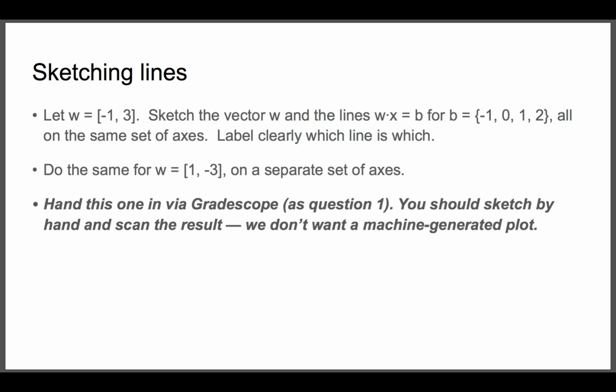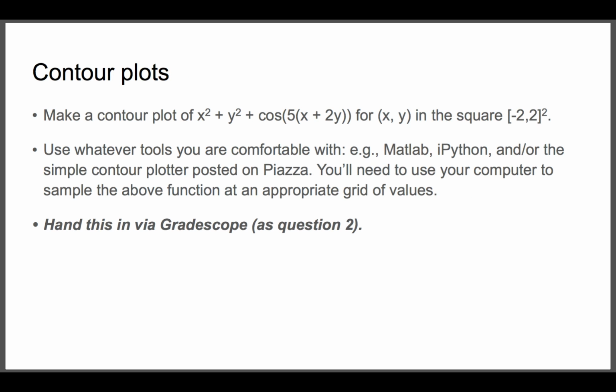All right, so let's talk now about the next exercise. The exercise is we would like you to make a contour plot of a given function. And so the description of the function is given here, right? X squared plus y squared plus cosine of 5 times x plus 2y. And you want to make it over the range of x and y in the square that goes from -2 to 2 in each direction.